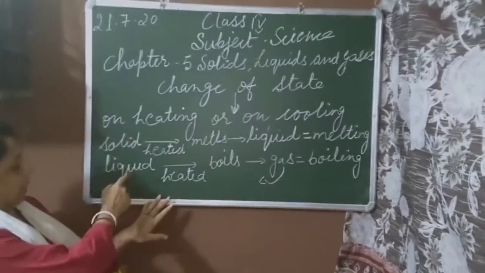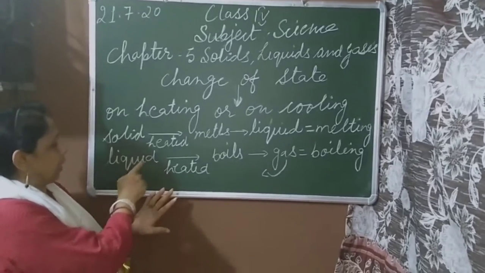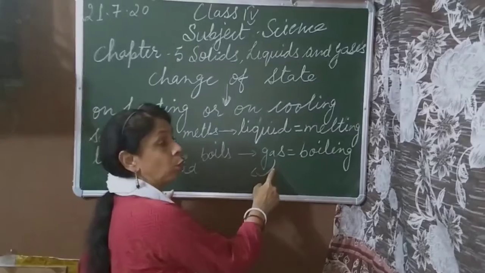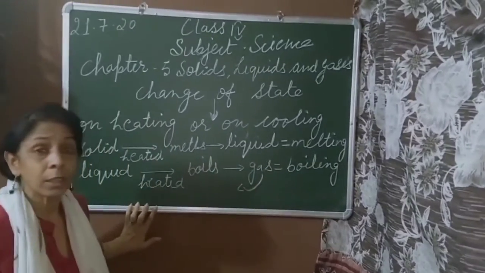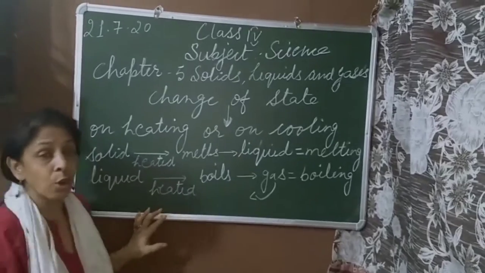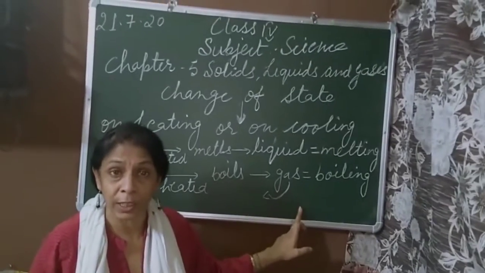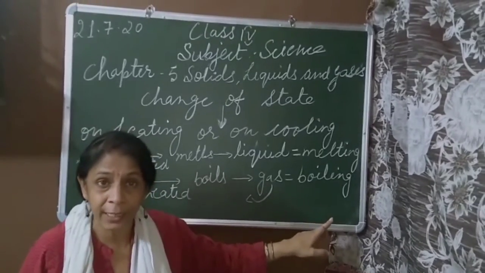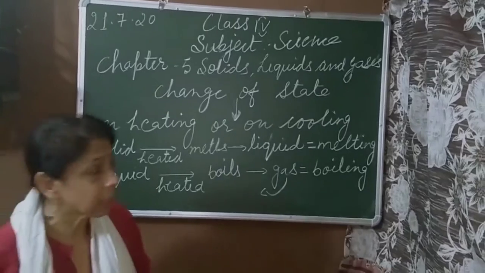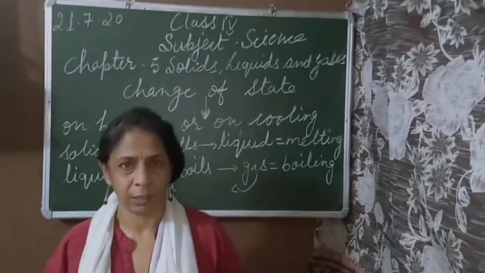After that, when liquid is heated, it boils and turns into gas. This is called boiling. जब लिक्विड को गर्म करते हैं वो उबलने लगता है और गैस में चेंज हो जाता है, जिसको हम बॉइलिंग या उबलना कहते हैं. But on cooling it is just vice versa.